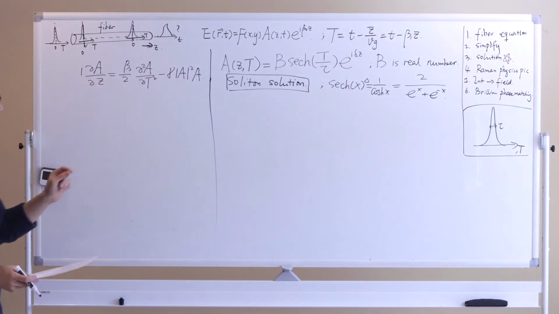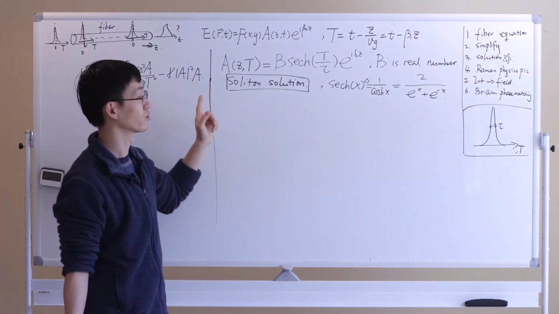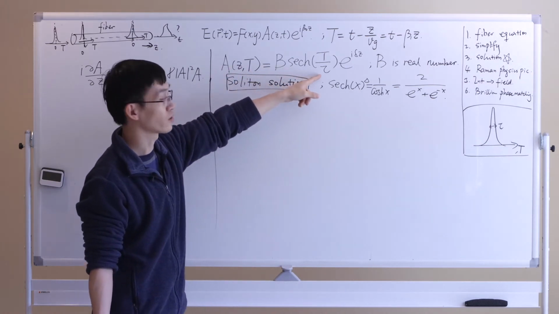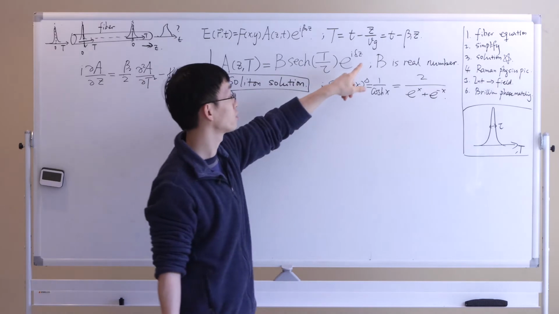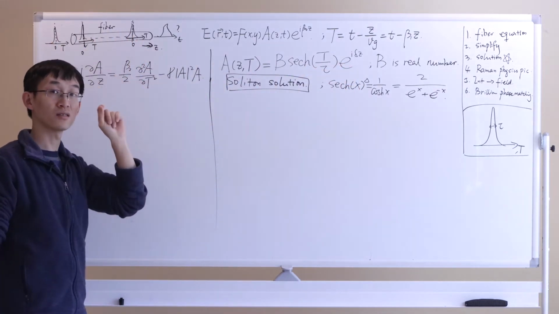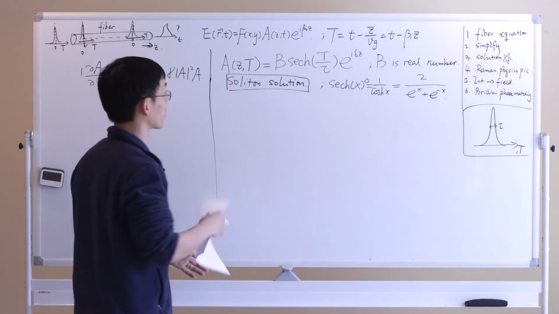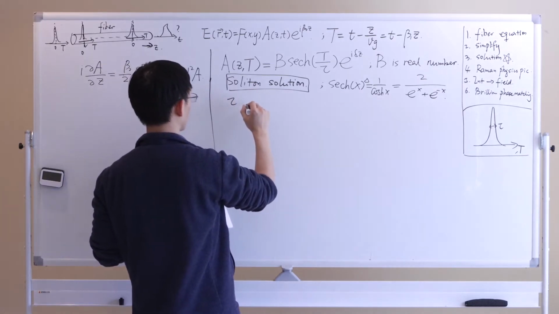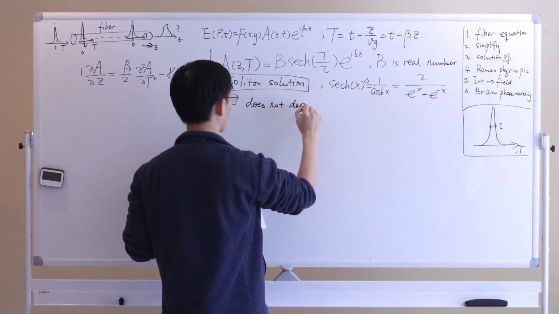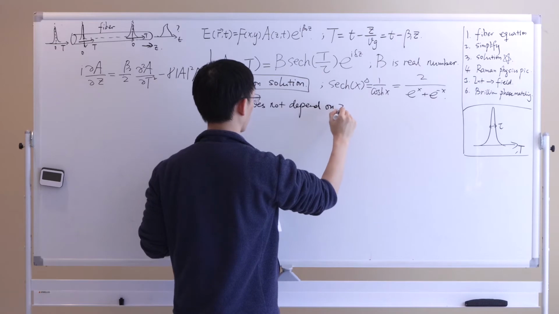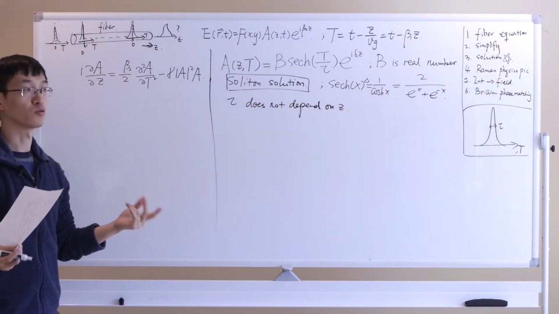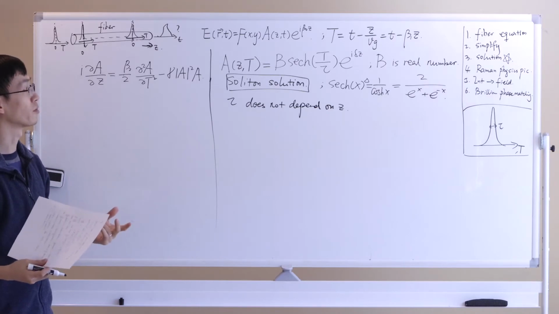So the important thing about this solution, why we call it the soliton solution, is that if you look at it, the pulse width tau doesn't change with your propagation distance z. This is something really, really interesting. Tau does not depend on z. And you might think, okay, this is just a steady state solution. What's so different about this solution?